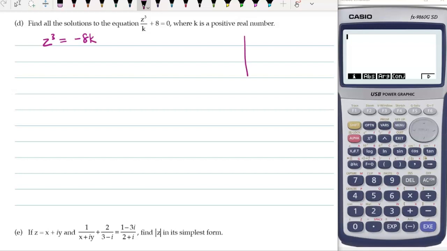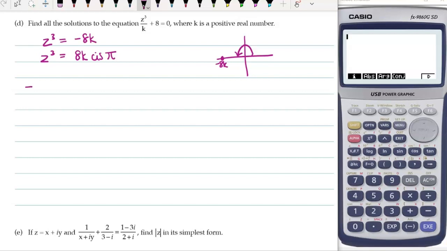Now on an Argand diagram, we have no imaginary part here, so we're going to be on the x-axis at minus 8k over here. So in polar form, this will have a length of 8k and an angle going around here of pi. So that's where we're starting from.